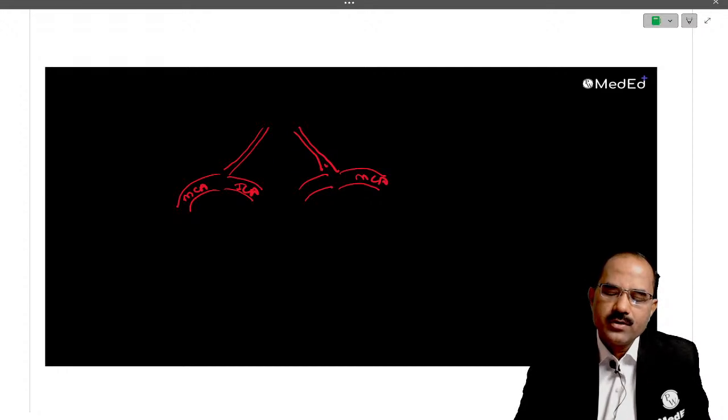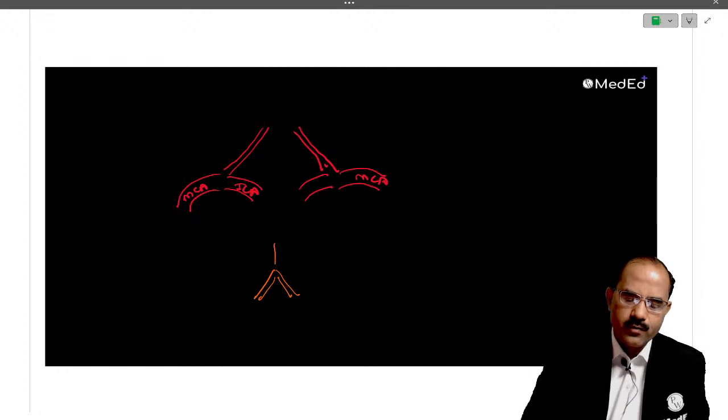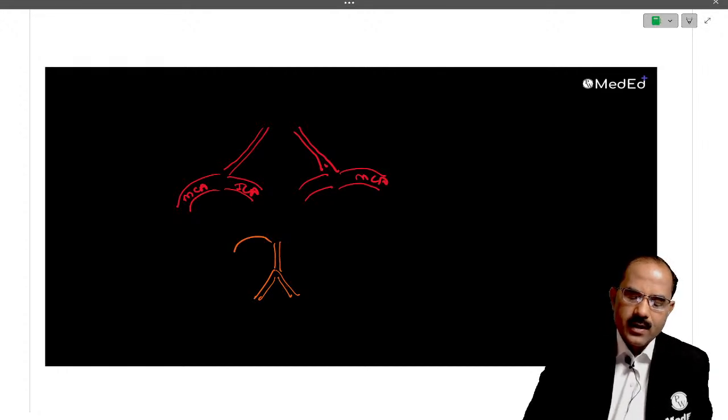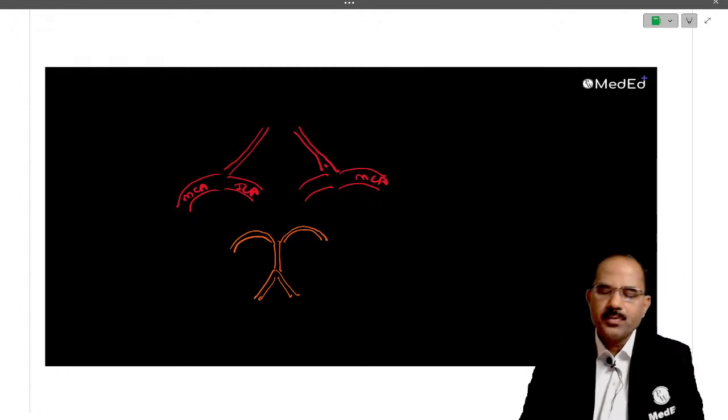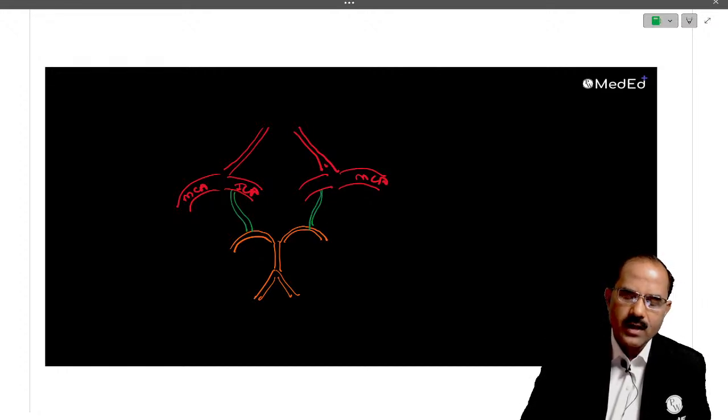Perfect. Now you tell me, bachcho, what is this artery? These are the two vertebral arteries. These two vertebral arteries will join to form the basilar artery. And what are these branches of basilar? The terminal branches of basilar, that's the posterior cerebral artery. What is this branch of internal carotid? This is the posterior communicating artery. And what is this branch of anterior cerebral? That's the anterior communicating artery.